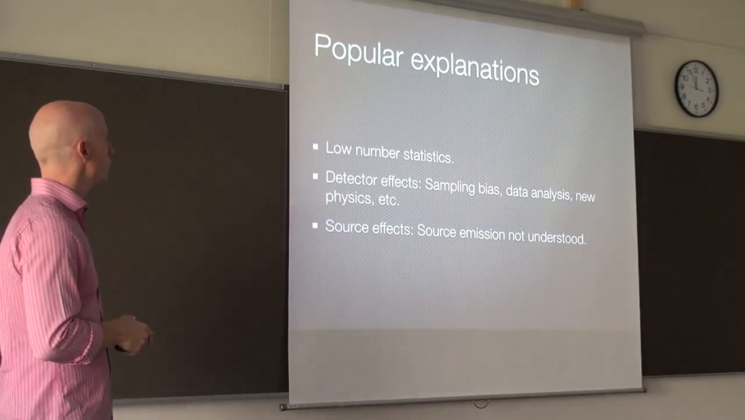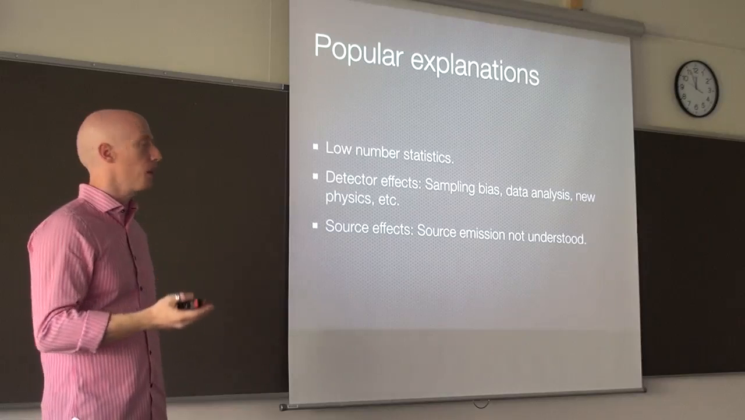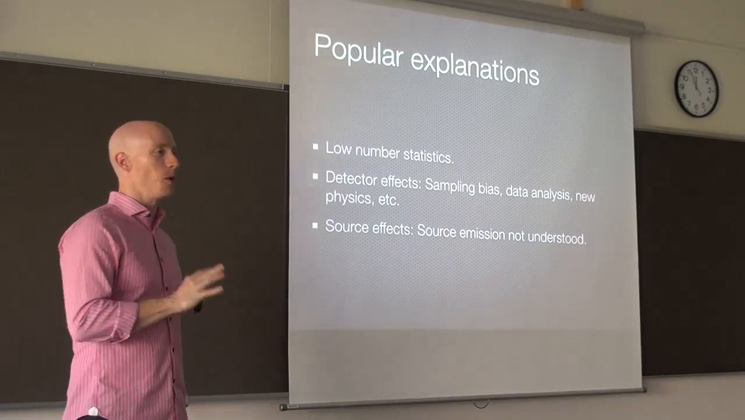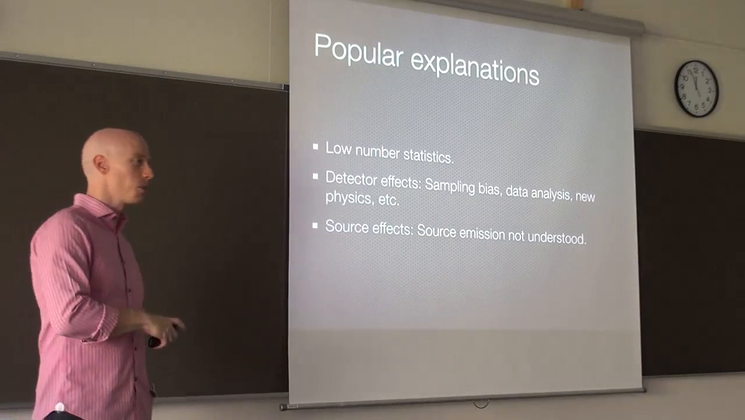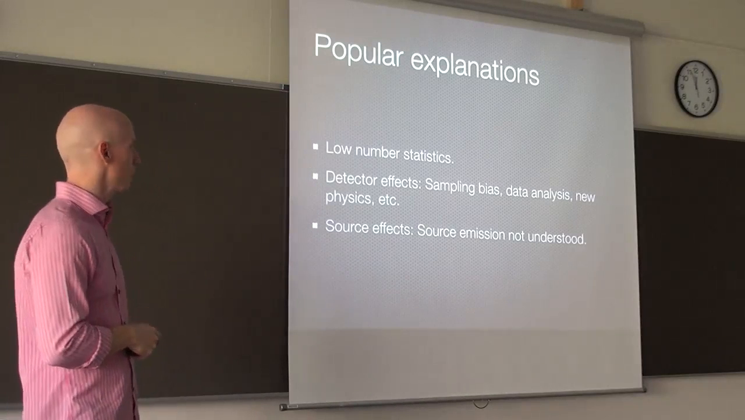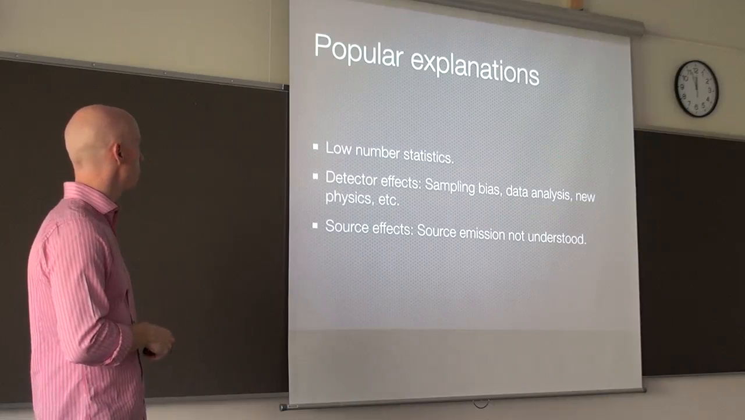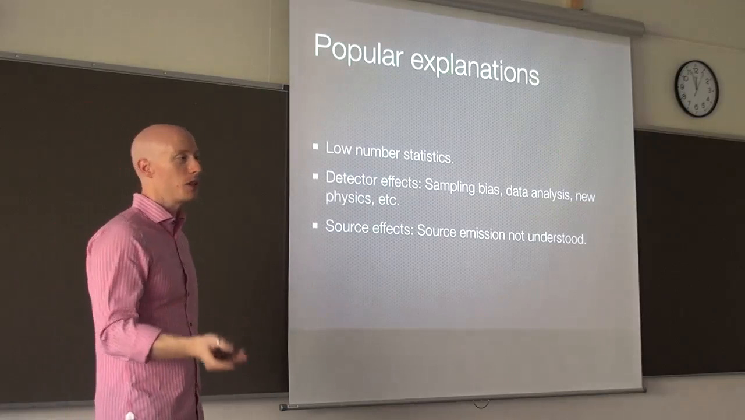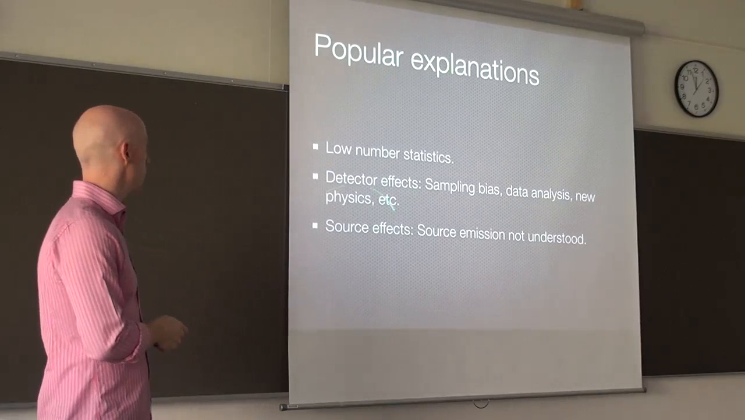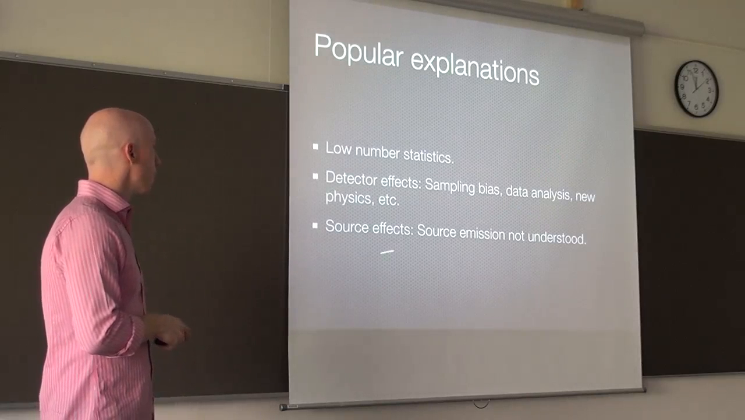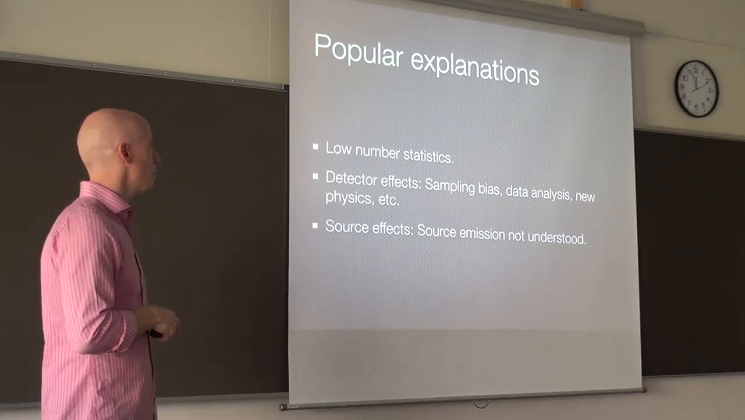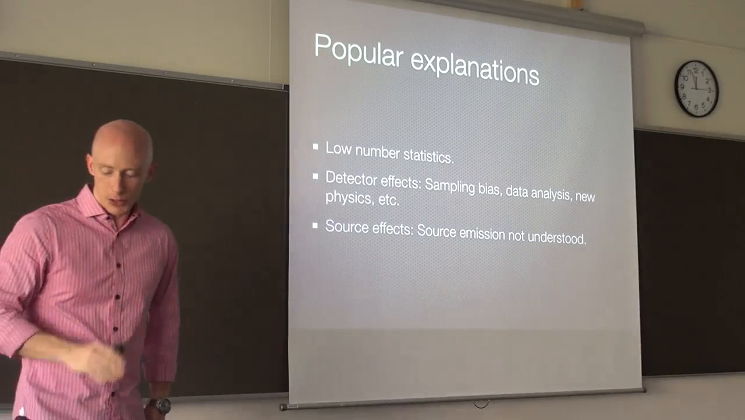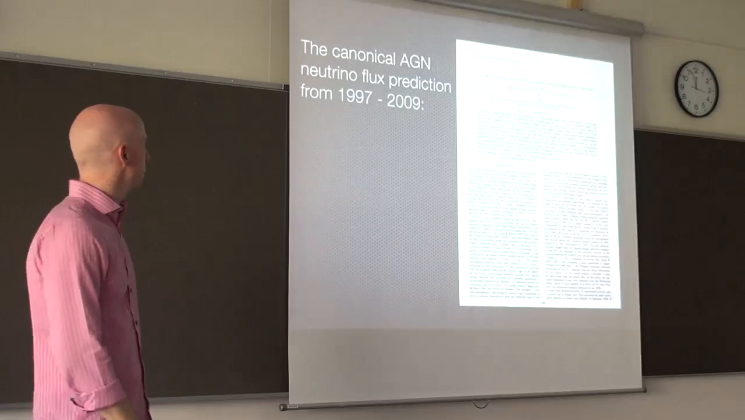Another explanation is that there could be sampling bias. IceCube uses a very sophisticated neural network that no one else understands, so it's easy to criticize, to reconstruct their events. So the data analysis might be strange. But there might be new quark physics that we are actually uncovering with this neutrino signal. Some people have postulated that. But really, the number one effect that people appeal to is that the source emission may not be understood. And some people beg to differ.